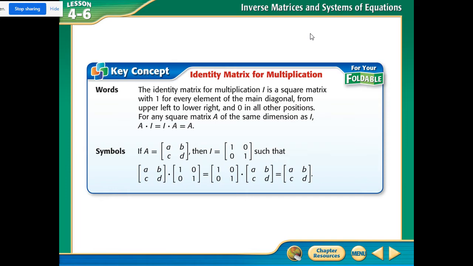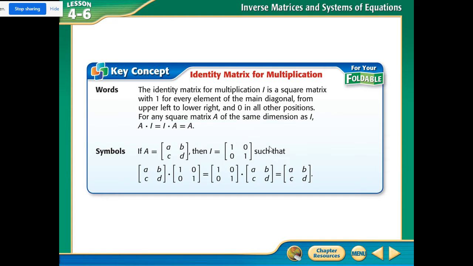We need to talk about what an identity matrix is. An identity matrix is a square matrix. So a 1 by 1, a 2 by 2, a 3 by 3, so on and so forth. The 2 by 2 identity matrix is labeled I here, and it's the 1, 0, 0, 1. Because when I multiply this, whether I multiply it behind or in front of, I will always get the exact same thing.